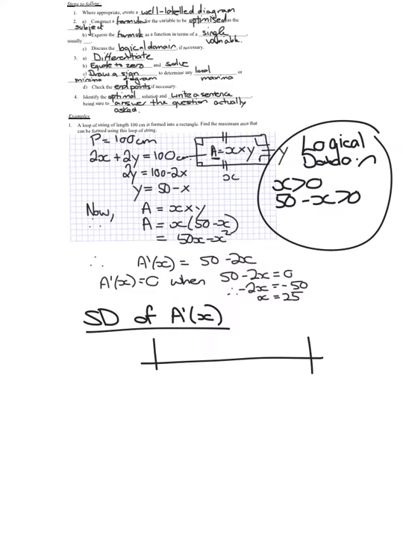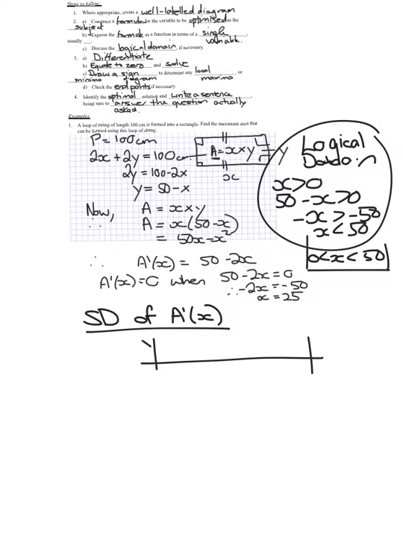So negative x has to be greater than negative 50, and so x has to be less than 50, because when you divide by a negative, you switch the inequality sign. So that tells us that 0 has to be less than x, which is less than 50. Right, that's our logical domain.